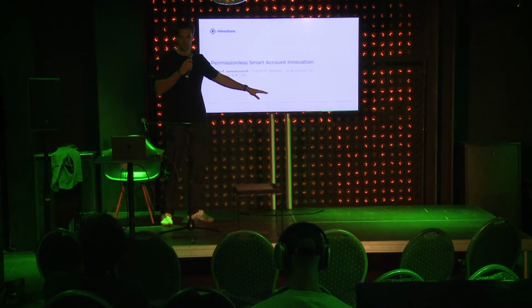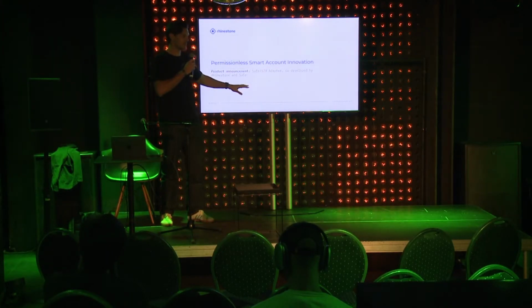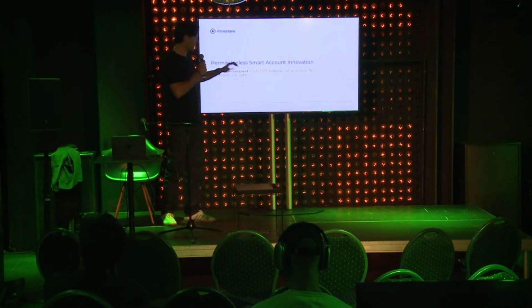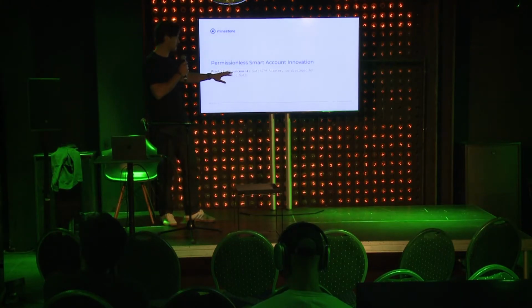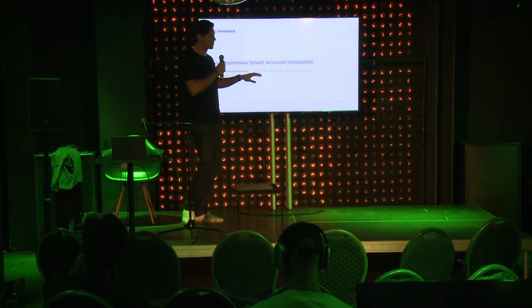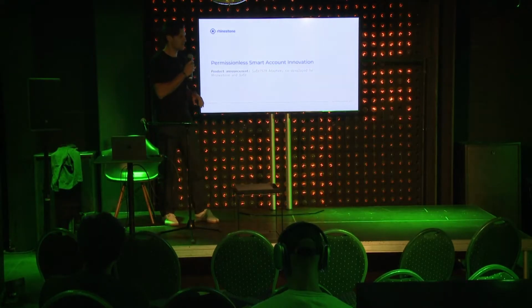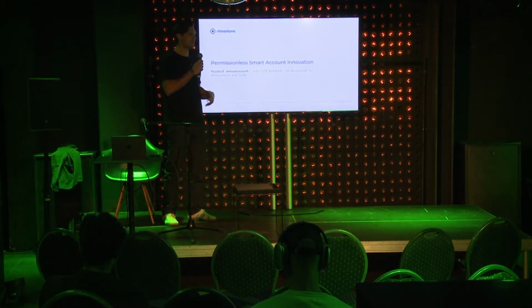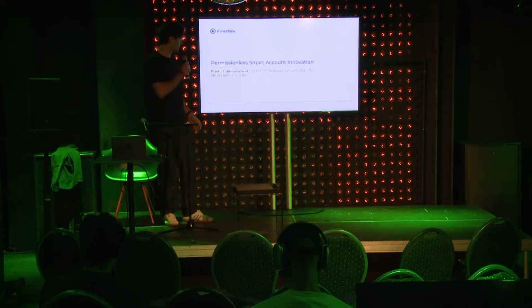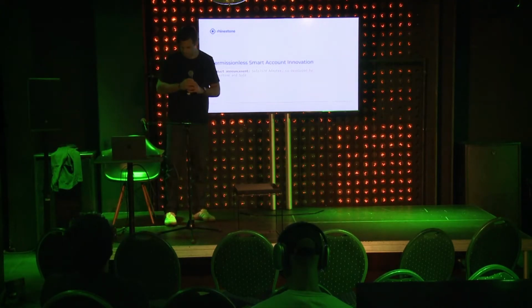7579 might mean something to you if you have been following the modular account abstraction space, but I'm going to dive into exactly what this is and focus on what we call at Rhinestone Permissionless Smart Account Innovation, and in the second half I'll get into the actual product that we've been working on with Safe.